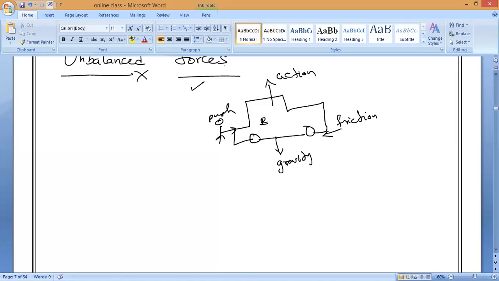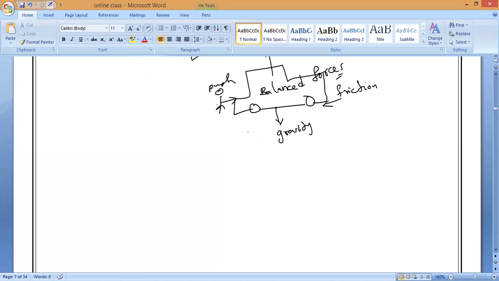So in this case, what are the forces? There is no displacement of the car. That is what we used to say. What is that? Balanced forces. Yes or no, guys? Please respond.